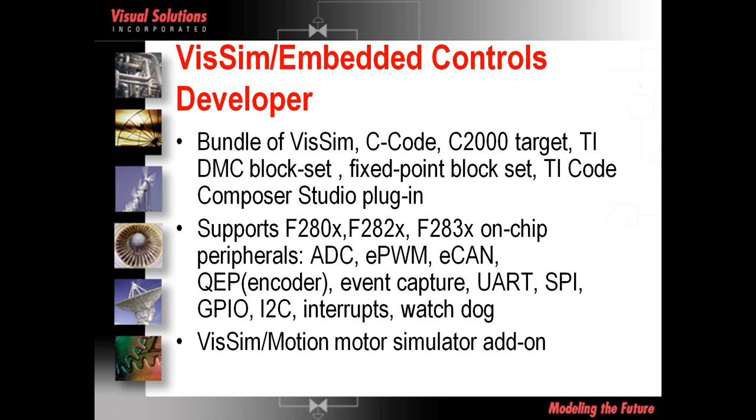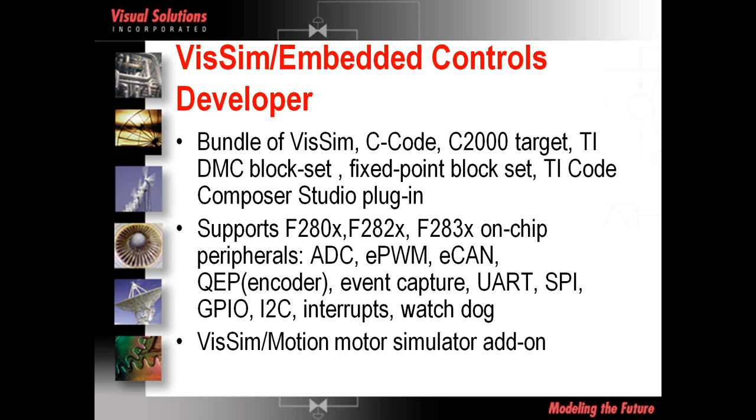the C code generator, C2000 target support for the Texas Instruments digital controls chip series, and the Texas Instruments digital motor control block set. It also includes a fixed point block set and TI Code Composer Studio plugins. The fixed point blocks allow you to think in floating point terms as a programmer, and yet it will generate efficient, scaled integer fixed point code.